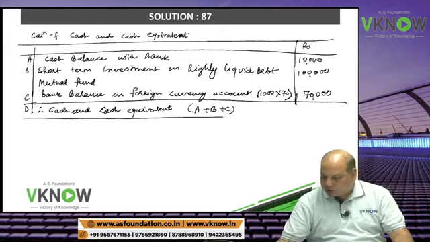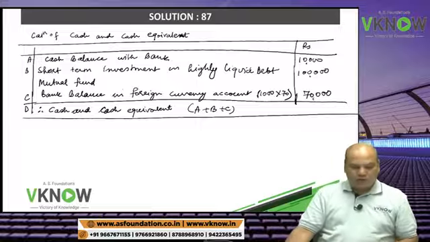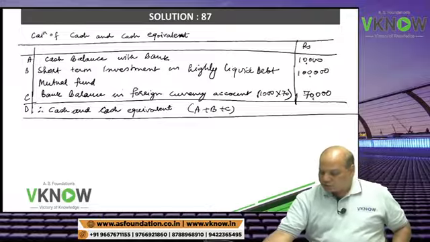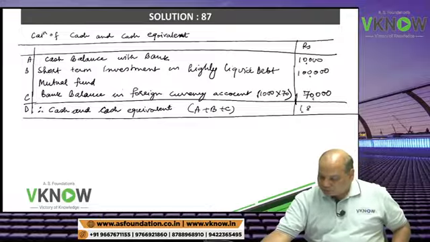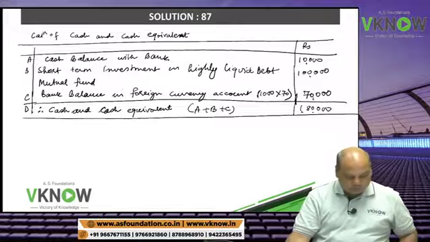What is the answer? Anyone? What is the total of cash and cash equivalent? Please reply. Total of cash and cash equivalent is 1,80,000.